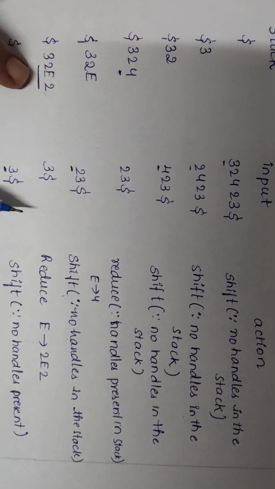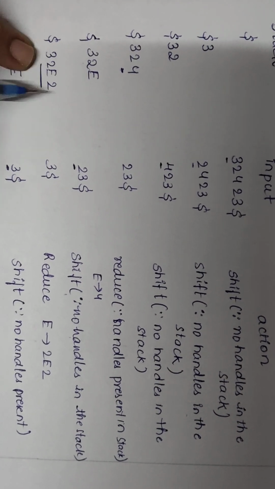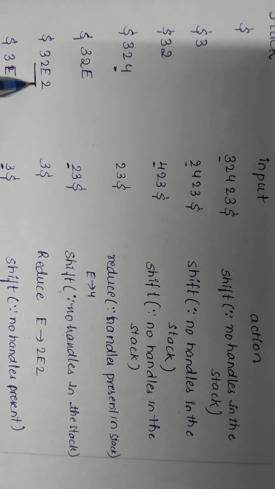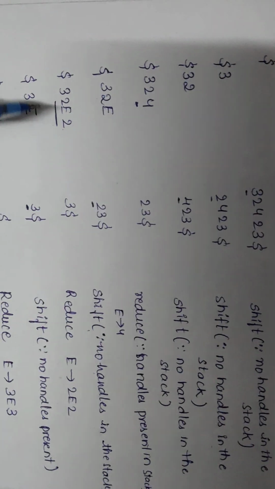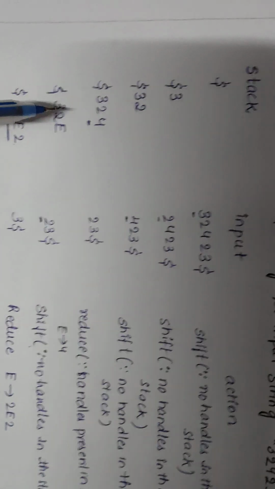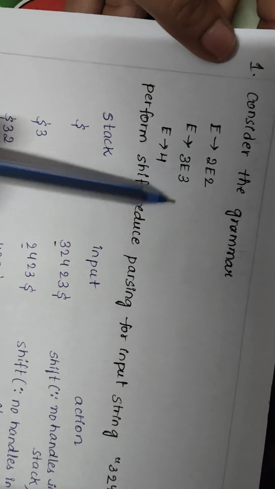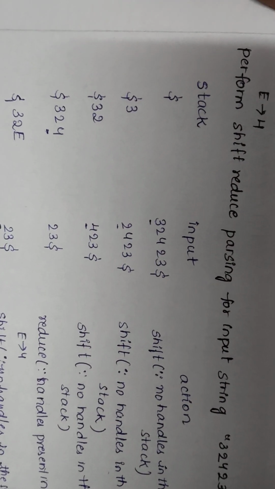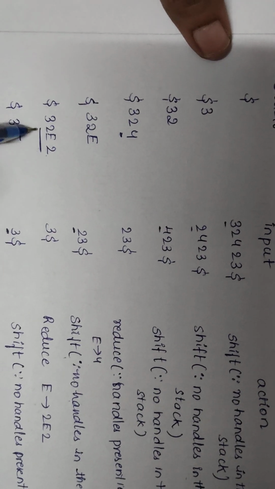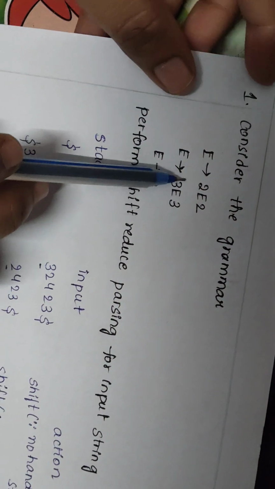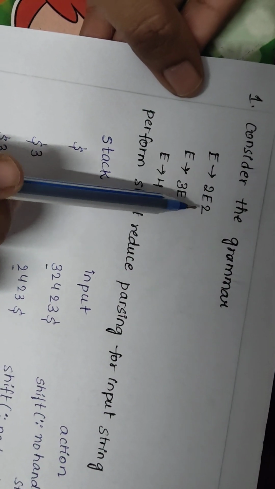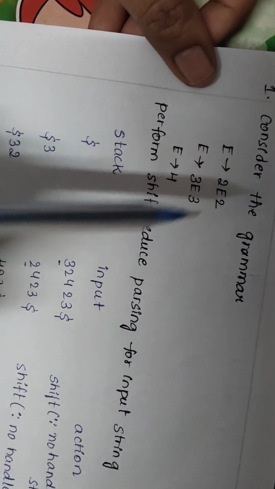Okay, next, see, now do we have 2 in the stack? Do we have only 2 in the stack? Do we have only E? We don't have only E. Combinations we have, but we have, see, 2E2. We do have 2E2. Here also there. E produces 2E2. So we need to reduce by this.